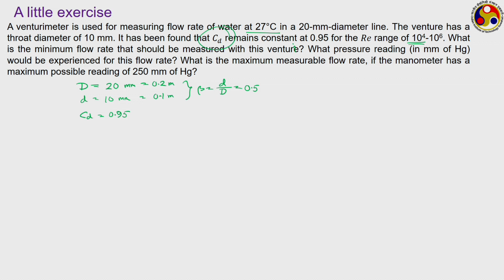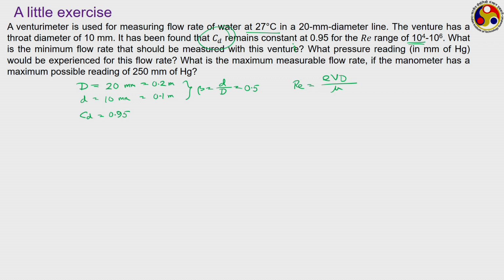Then what should be the smallest mass flow rate that we should measure with this? The smallest mass flow rate should be the one that gives us this particular Reynolds number, that is 10 to the power 4. Now, what is the expression for Reynolds number? We know that Reynolds number is rho into velocity into the channel diameter by viscosity.